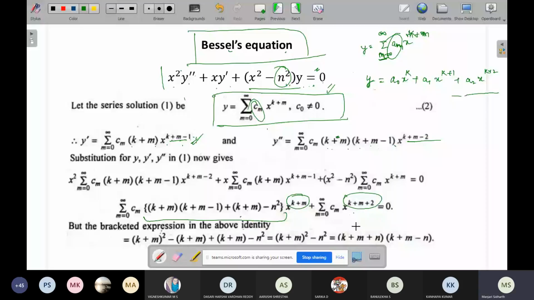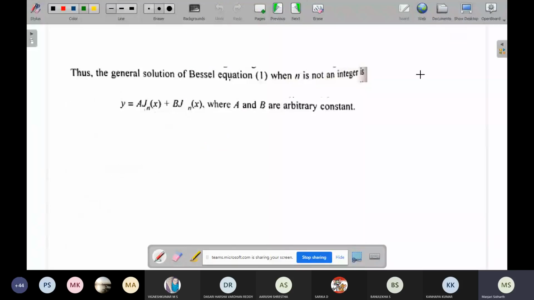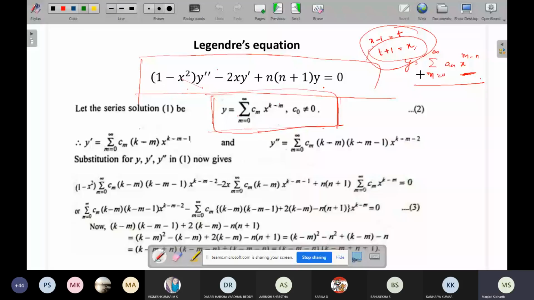I want you to solve this question without using the summation, using the expanded form itself. I will upload the slides. It's not that important, but we should know how to solve. Next is Legendre's equation, that also you need to complete. This is your assignment or homework, you can say.